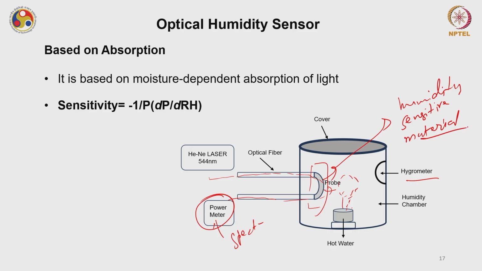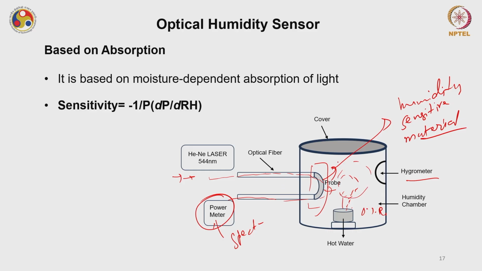This is a humidity sensitive material. I am calling it the probe because I am using it to sense this humidity. Now this helium neon laser, a monochromatic source of light, is passing through this, and I expect that under 0 humidity, or 0% RH, I should detect the power that I have delivered at this particular end. I should detect the same power because this is a lossless optical fiber.